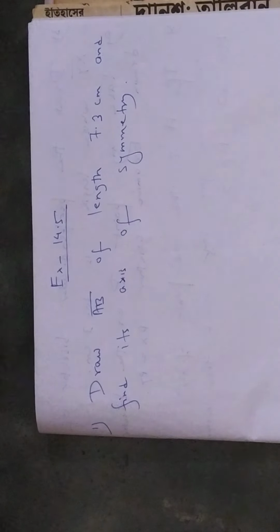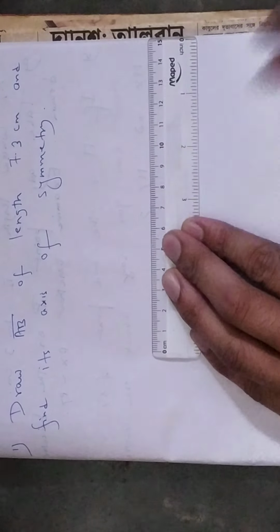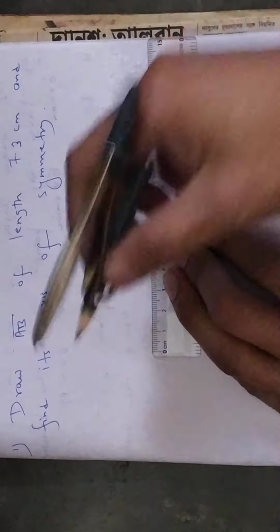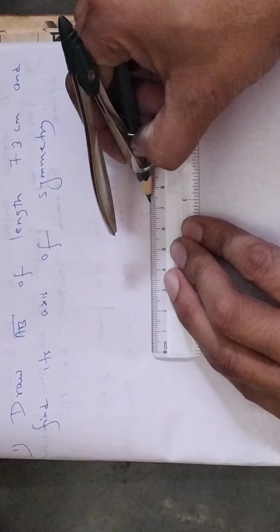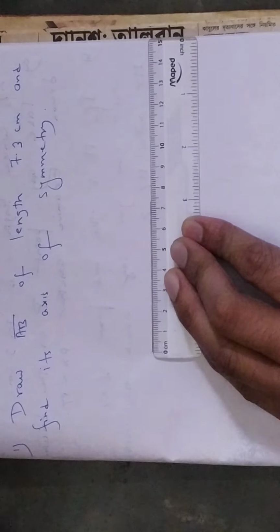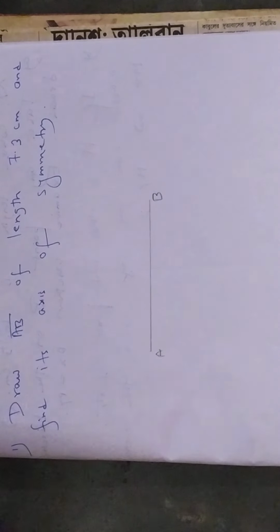Now how to do? So first, with the help of scale, draw a line of 7.3 centimeter. Okay. So as you can see, 7.3 from here you can draw. So this is 7.3. Okay, this is AB. Now, how to draw the axis of symmetry?